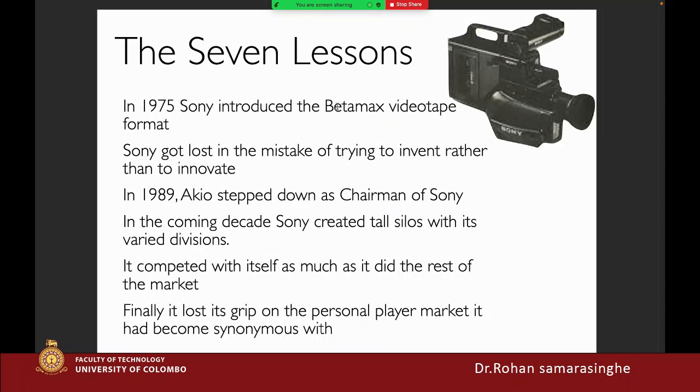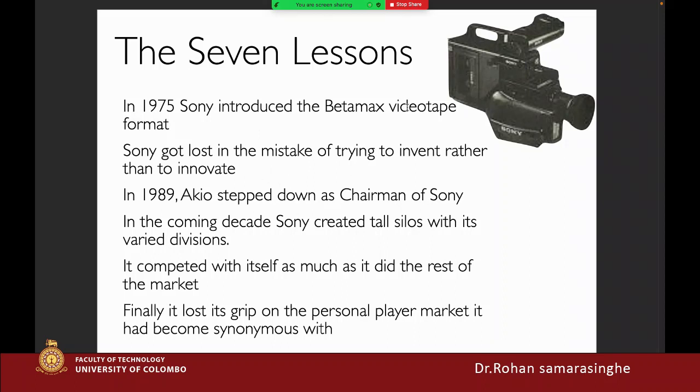In 1975 Sony introduced the Betamax. Betamax is one of the most famous videotapes in the 1970s, 80s, even in the early 90s. Sony made the mistake of trying to invent rather than innovate.